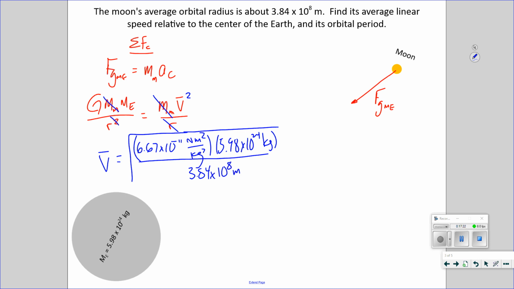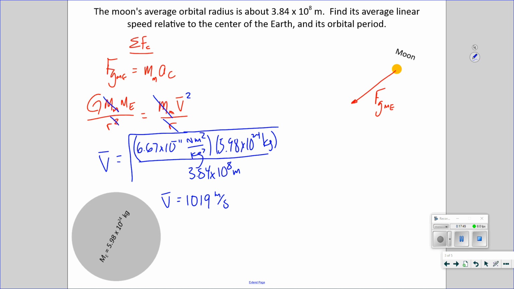All right, so you get out your calculator, you bang this thing out. I'll do it once I pause. And you get that v average of the moon is about 1,000 meters per second relative to Earth's center. I mean, it's a big number, I suppose. It's not that big. I don't know.